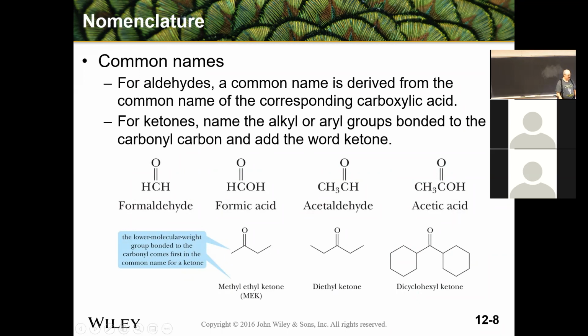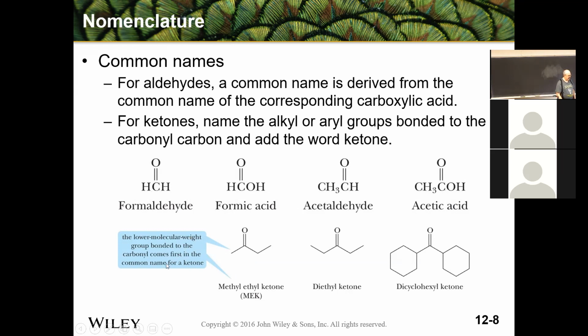Okay, many aldehydes are known by common names. For aldehydes, the common name is derived from the common name of the corresponding carboxylic acid. Right, so the simplest carboxylic acid is called formic acid. The simplest aldehyde is formaldehyde. Okay, this is acetaldehyde. Note the similarity to acetic acid.